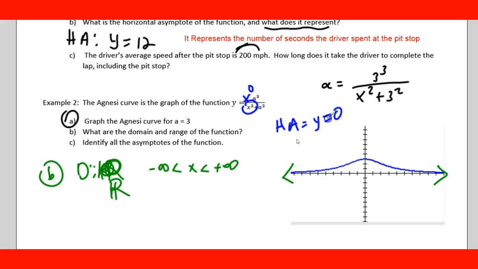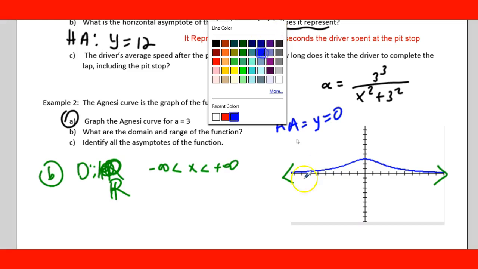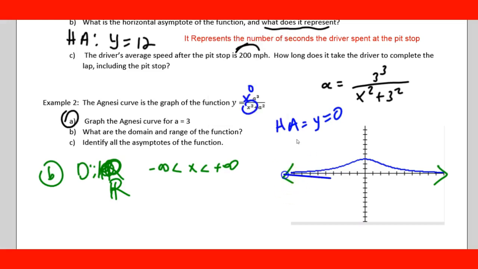So that's the horizontal asymptote, y equals 0. There's a horizontal asymptote right here at 0. Actually, let me use another color so it's different.